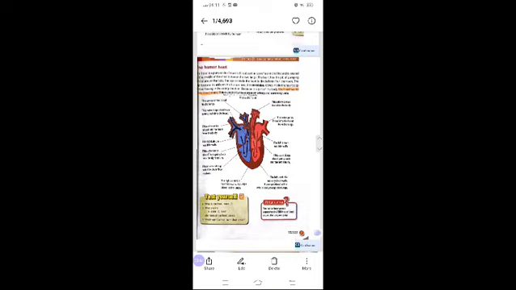Question number 3 is, which ventricle has the thickest wall? You know that the left ventricle has the thickest wall because it has to pump the blood throughout the body. So these three questions must be learned orally.